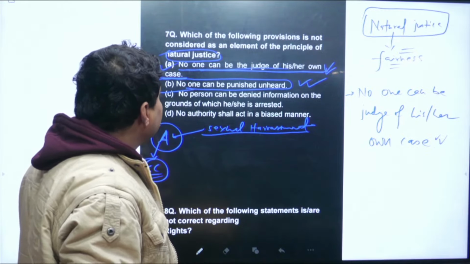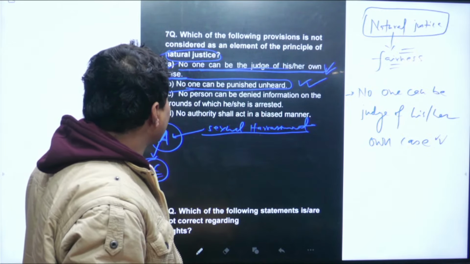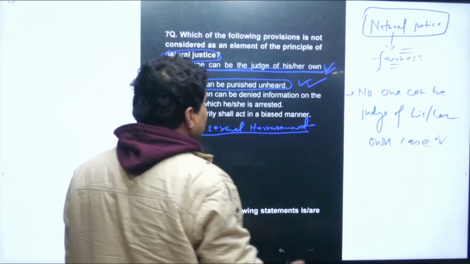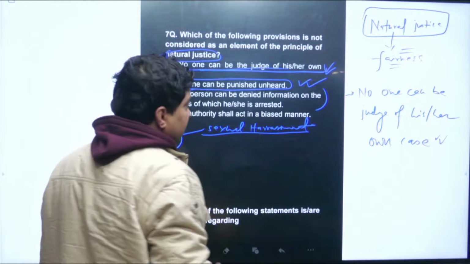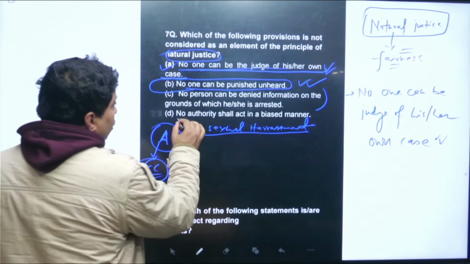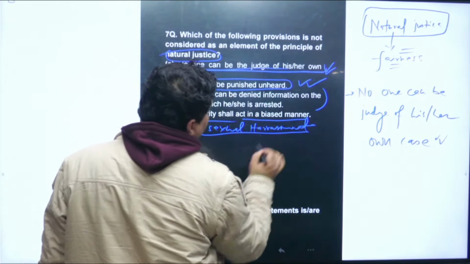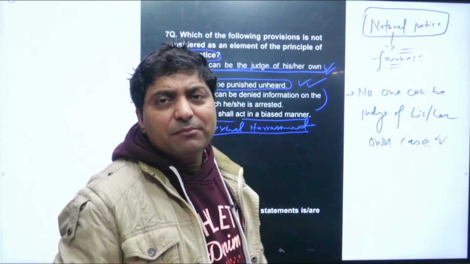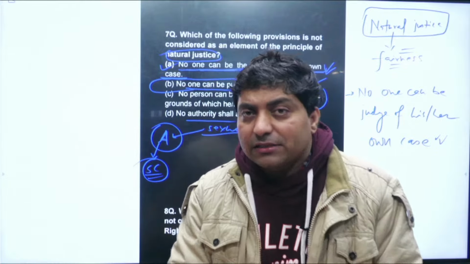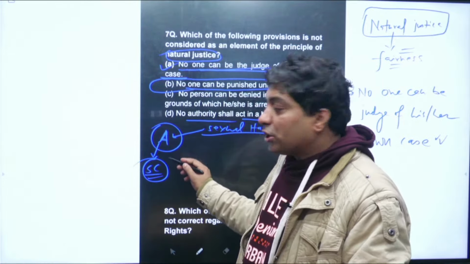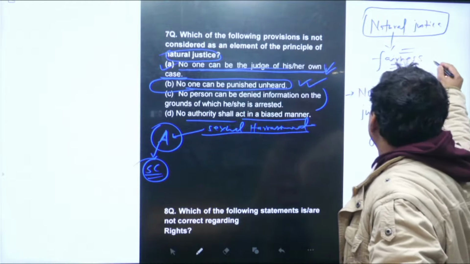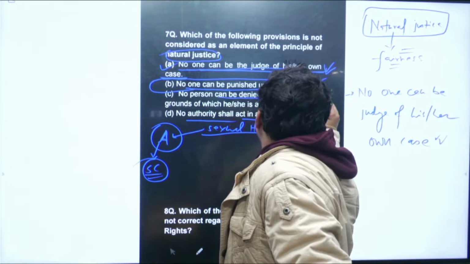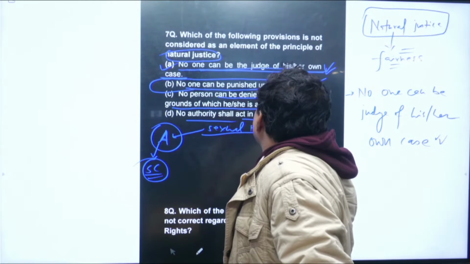No person can be denied information on the grounds on which he or she is arrested, right? Here is the case. Now look at the fourth. No authority shall act in a biased manner. Can an authority act in a biased manner? Can a judge be biased? No. Non-biasness is also fairness.